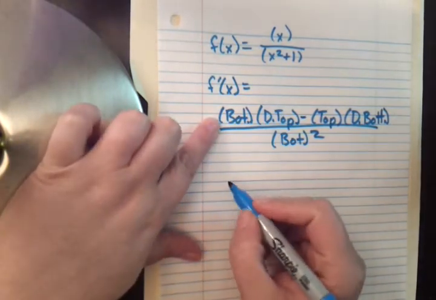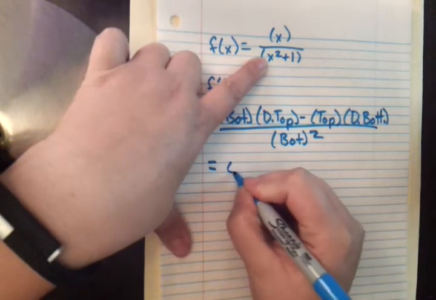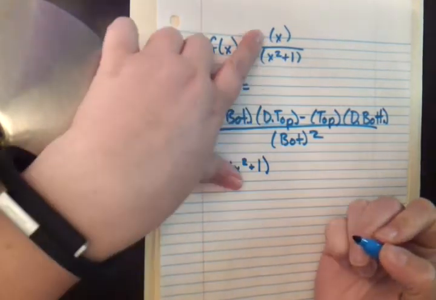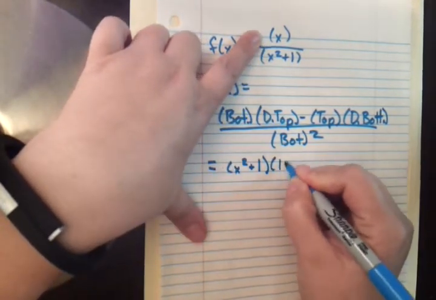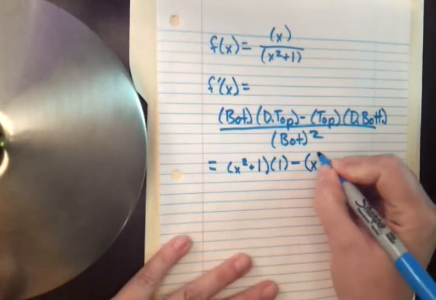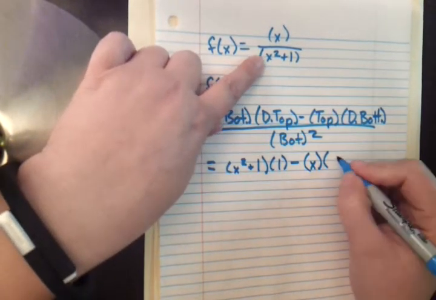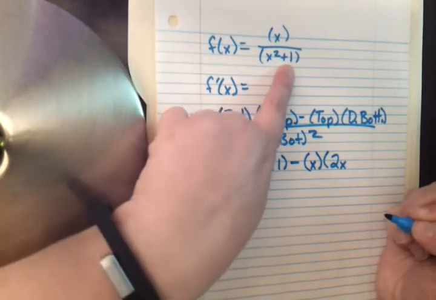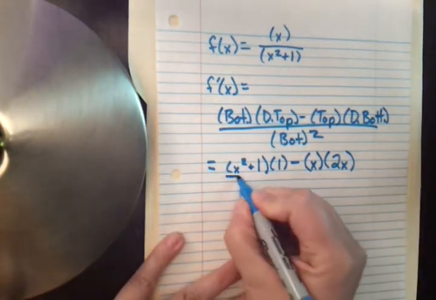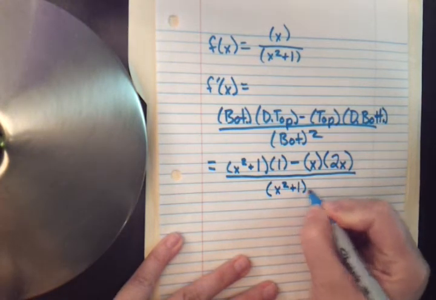So we need the function on the bottom first, so that's just going to be x squared plus 1. Then we need the derivative of the top. Well, the derivative of x, that is 1. Now we need to subtract what's on top, so that's x multiplied by the derivative of the bottom. So we're going to use the power rule here, that's going to give us 2x. And the derivative of a constant is 0, so that doesn't add anything to that. And we put all of that over the bottom squared. So x squared plus 1 squared.